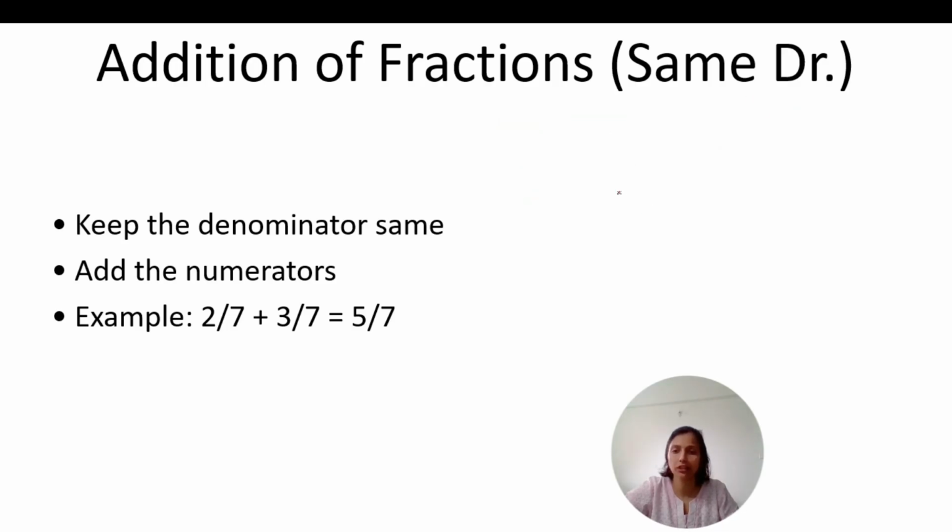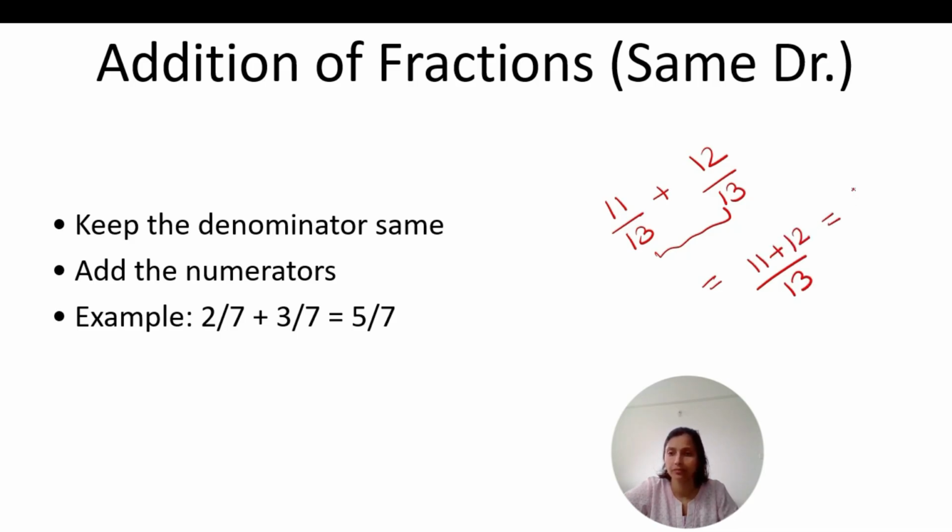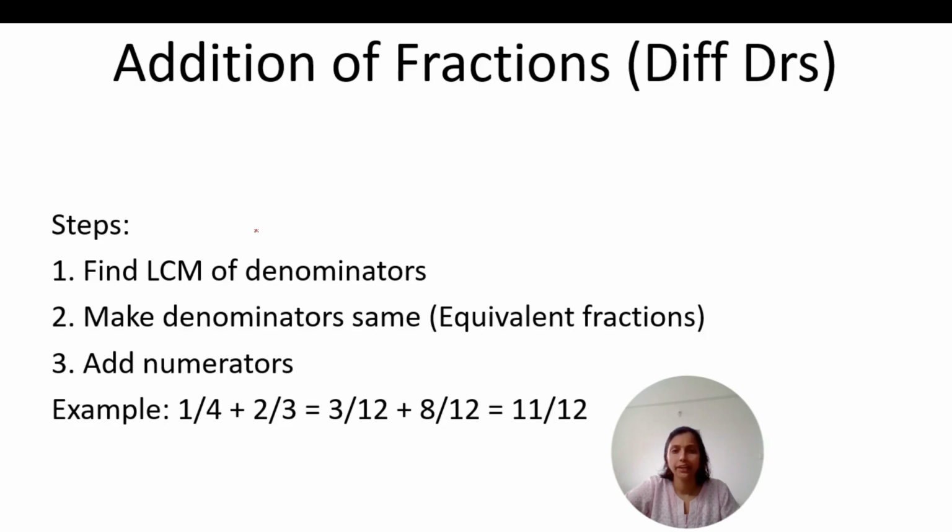Let's take one more example. 11 by 13 plus 12 by 13. So again, the denominator is the same. So in the final sum also, the denominator will be 13. I simply need to add the numerators. So it will be 23 by 13. So when the denominator is the same, you need to keep the denominator the same in the final sum and simply add the numerators.